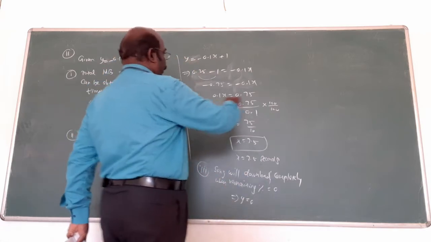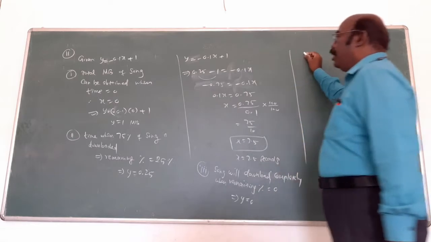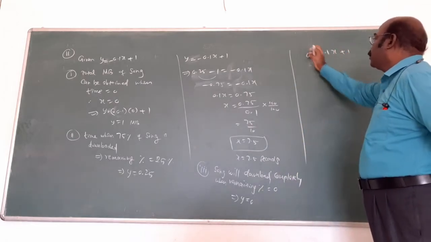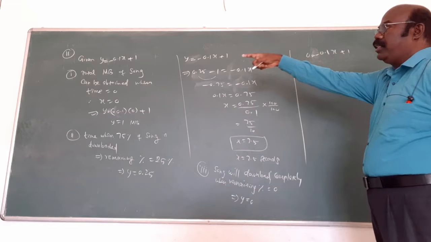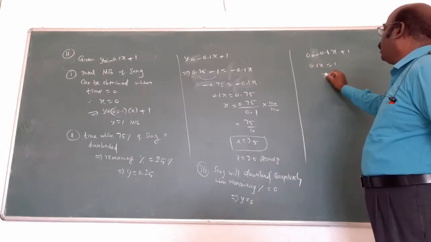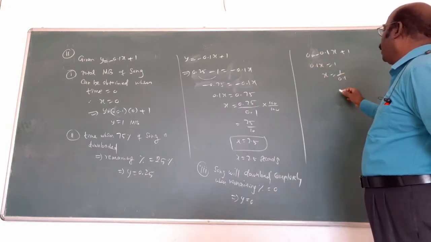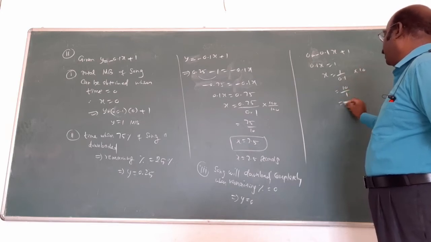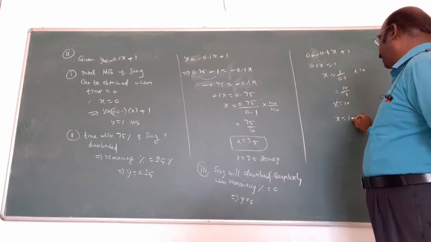Substitute that. 0 equals 0.1x plus 1. Substitute y equals 0 and we get 0.1x equals 1. x is 1 by 0.1. Multiply by 10 by 10. But 10 by 1 is 10. Therefore, 10 seconds.